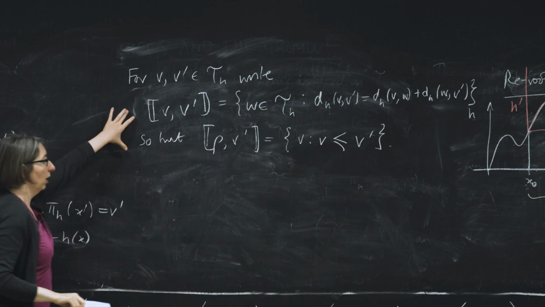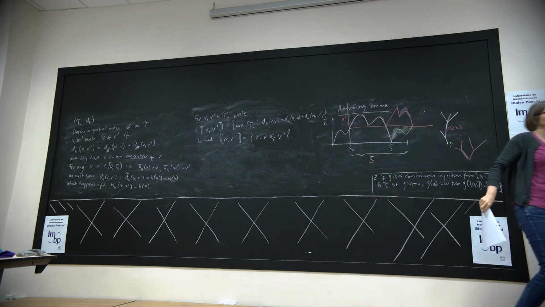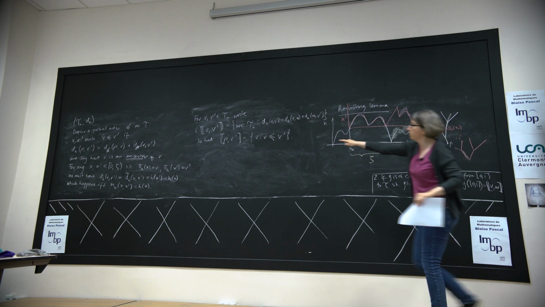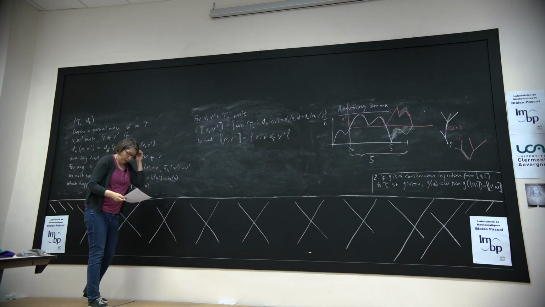So I'm using the same notation I used over there, and part of the proof is going to be showing that these things really do coincide, right? That these really are the same notion of the path between, in this case, rho and v primed, and in this case, v and v primed.